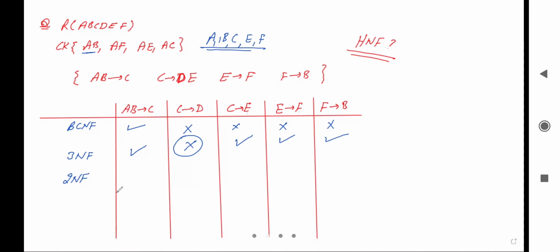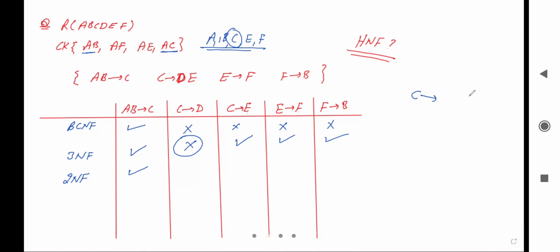Second normal form. So AB is a candidate key, not a problem. It is in 2NF also. What about this one? C goes to D. C is the proper subset of the candidate key, and that is determining D.